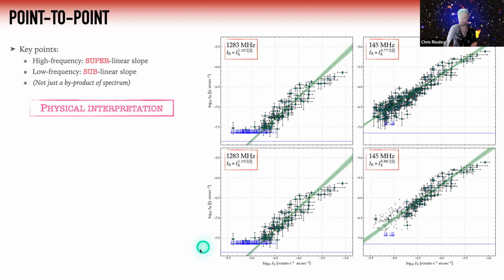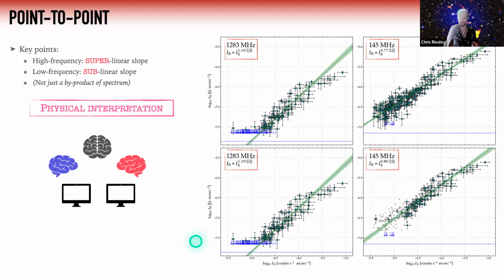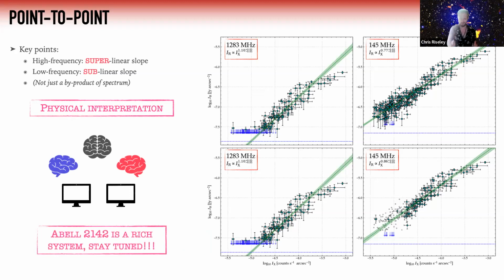As for the physical interpretation of this, the slope of the correlation is getting steeper as we go to higher frequencies, which means we have spectral steepening. But aside from that, this is something where we need to put our brains together and run some simulations and figure out exactly what this means. So as I said before on my previous slide, Abell 2142 is a really rich, complicated, and interesting system to study. So stay tuned. This is evolving.